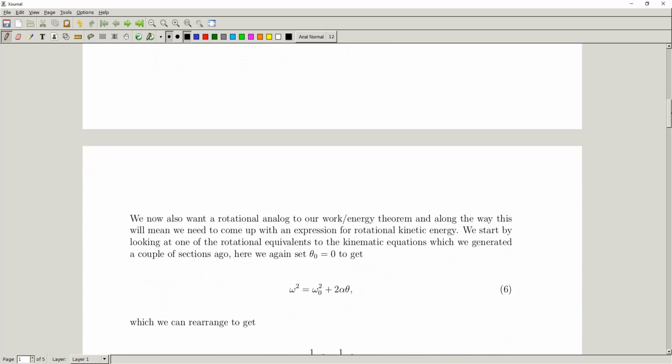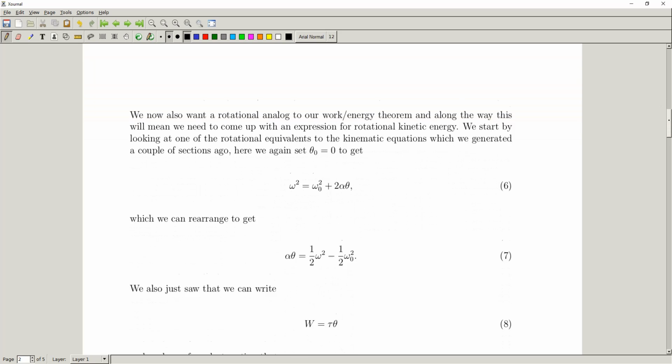We now also want to take a look at the rotational analog to our work energy theorem. So we want to take a look at what our work energy theorem looks like in a rotational context. And if we remember back, as we developed the work energy theorem for linear systems, we came up with this idea of kinetic energy. We're going to again pull kinetic energy out of our development of the work energy theorem here. But in this case, it's going to be rotational kinetic energy, and we'll see how that all comes to be in a second.